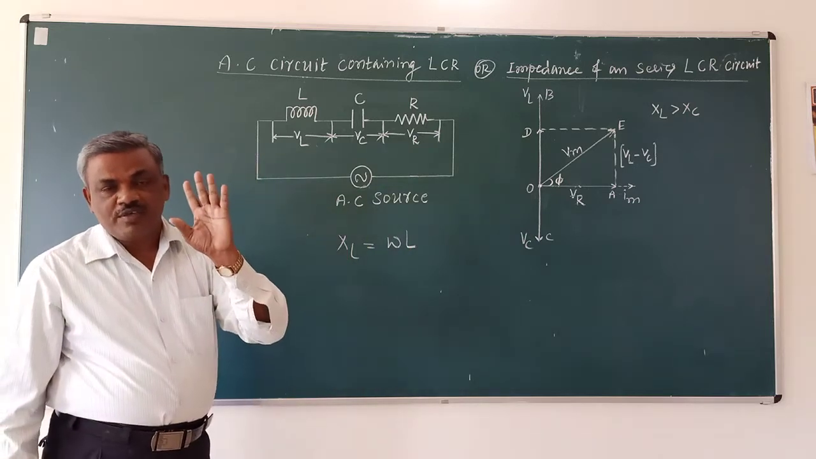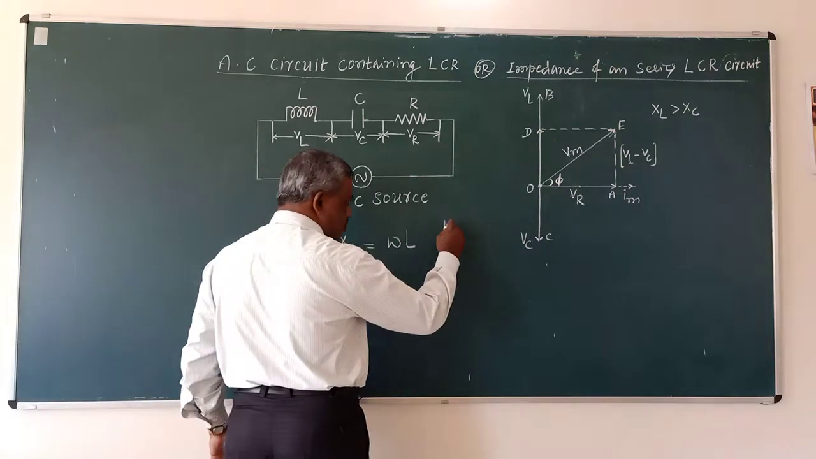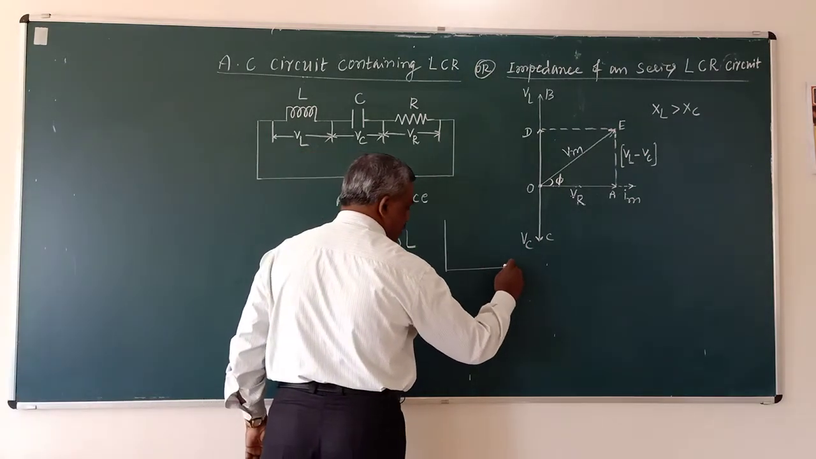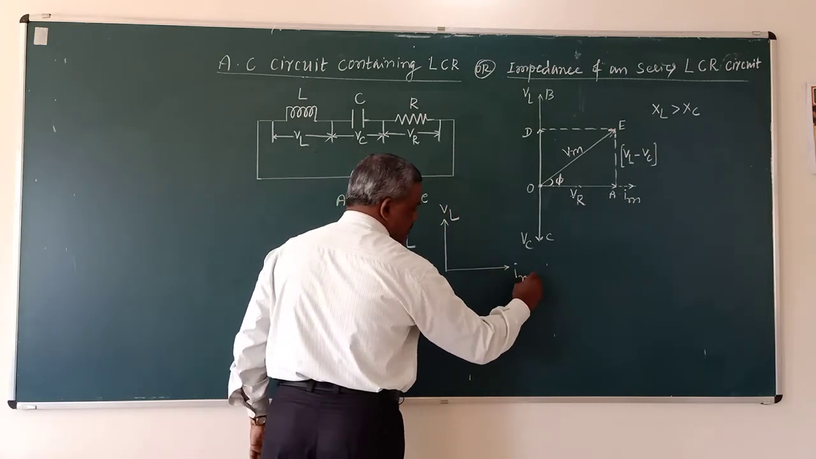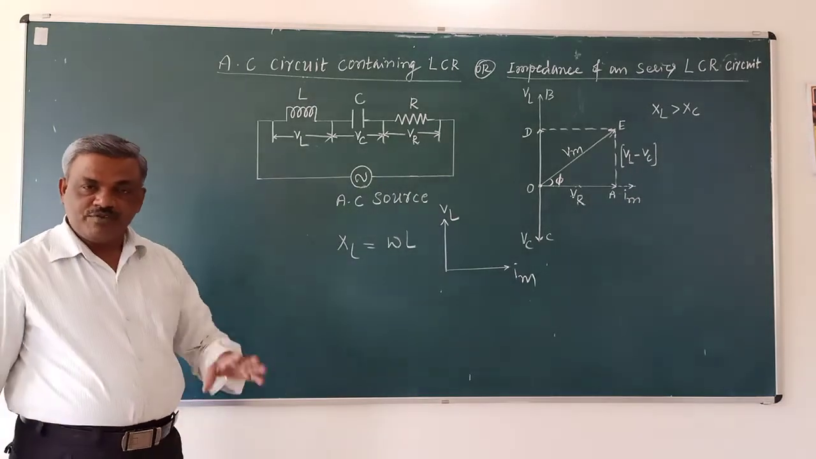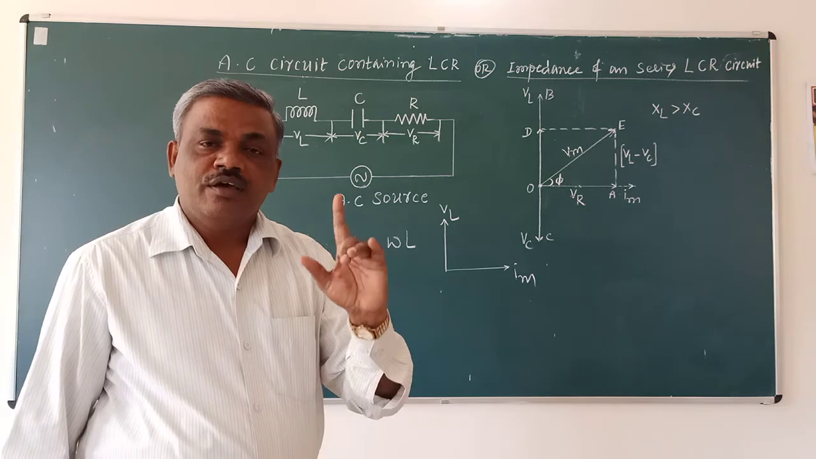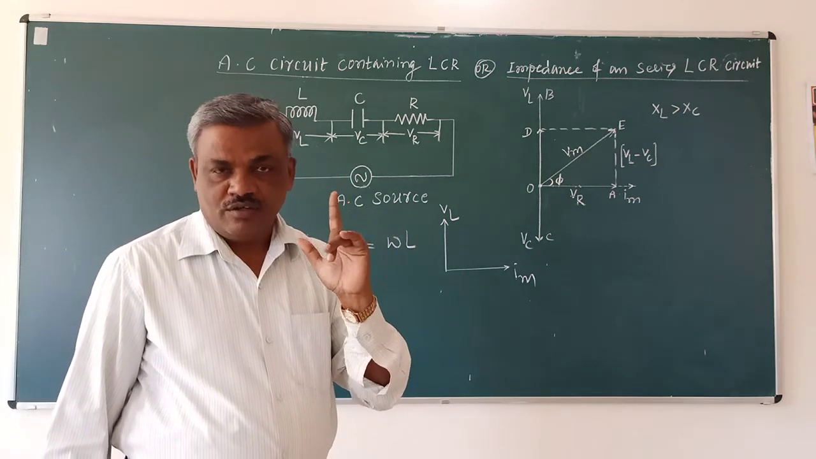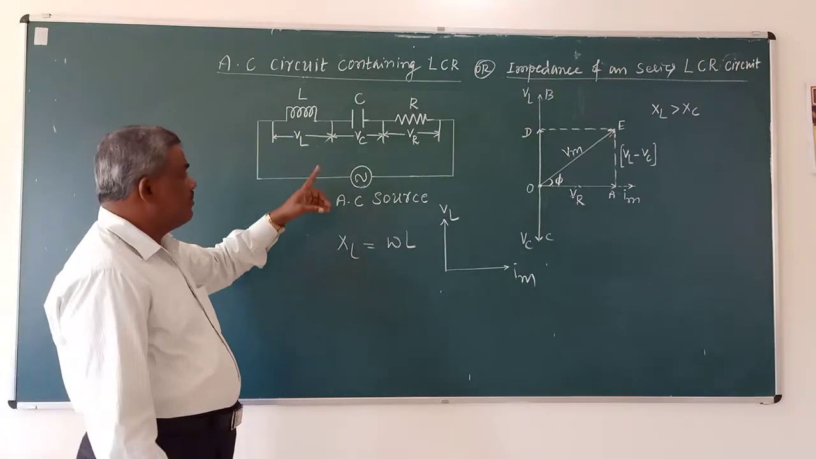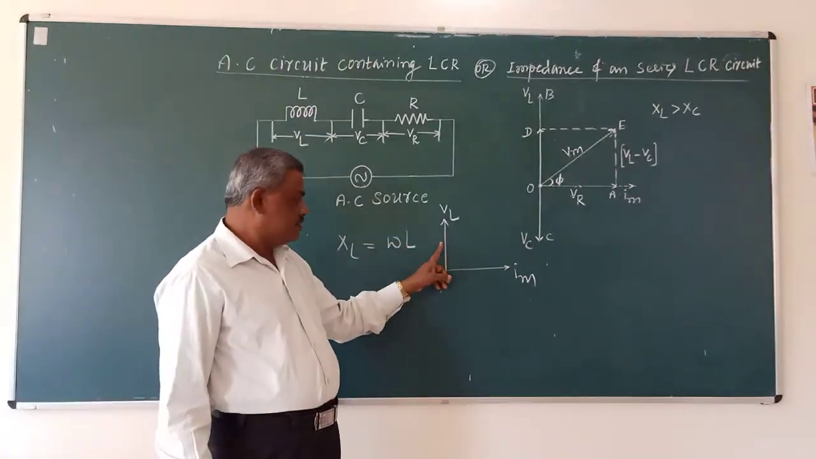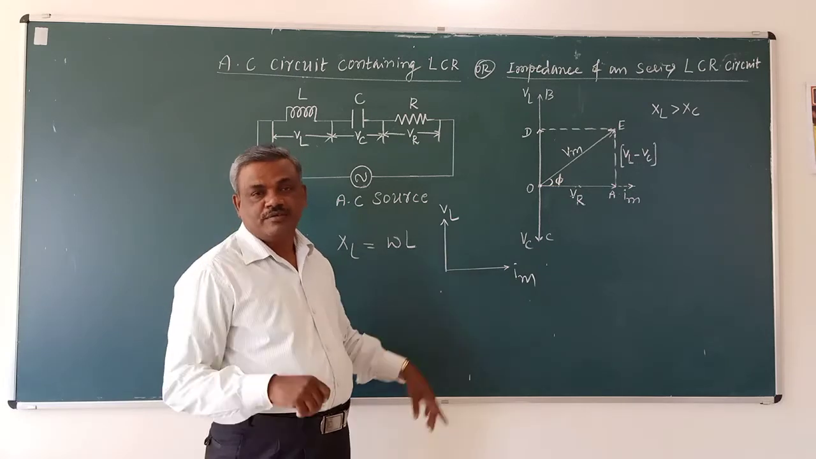Now the phasor diagram of a pure inductor. Here is the voltage and here the current I. The phase difference between voltage and current in a pure inductor is 90 degrees or pi by 2. So this diagram represents the phasor diagram of an inductor.